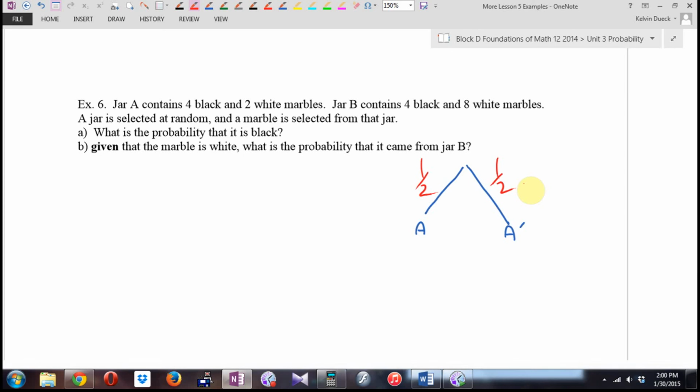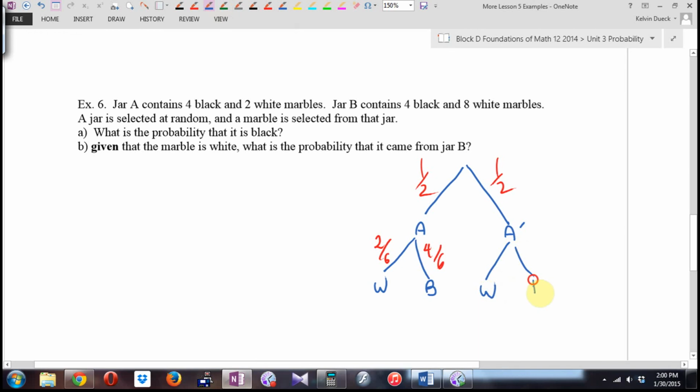What's the second event? Pick a marble. In jar A, what are my possibilities? White or black? By the way, in jar A, what's the probability that I get a white marble? 2 out of 6. 4 out of 6. In jar B, I can get white or black. In jar B, what's the probability to get a white marble? I'll give you a hint. 8 out of 12. 4 out of 12. Are these dependent or independent? These are dependent. It depends which branch you go down, because the odds change, the fractions change.